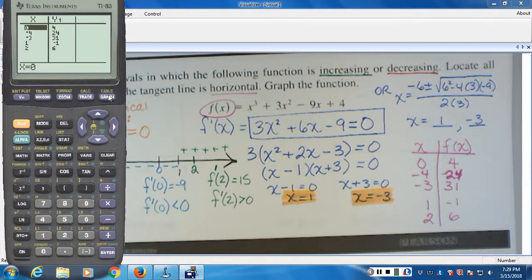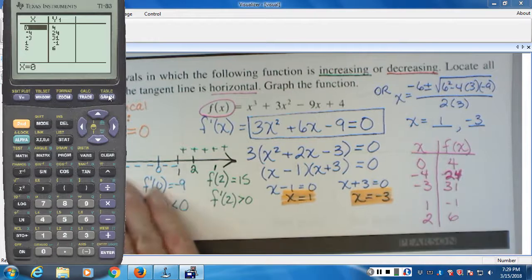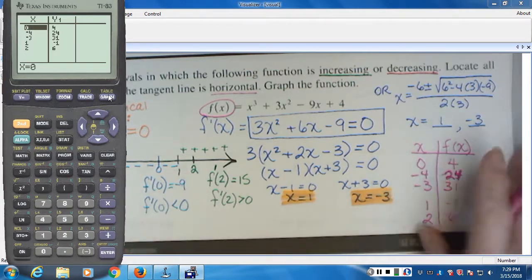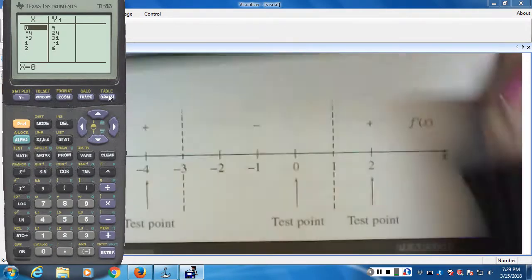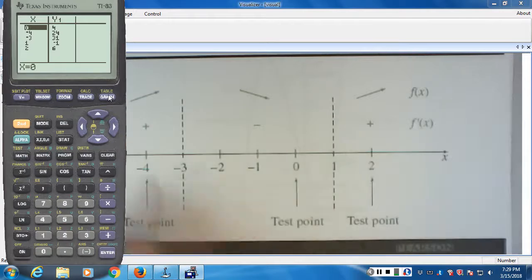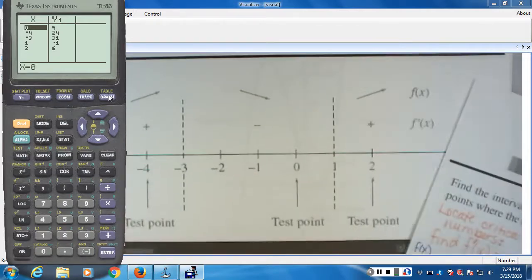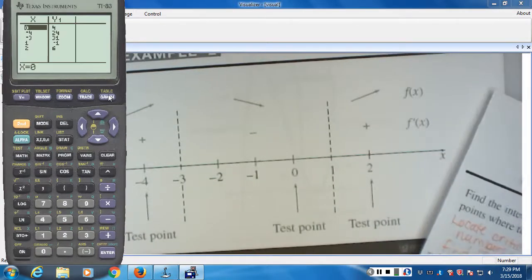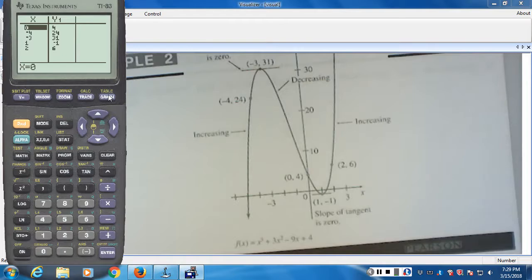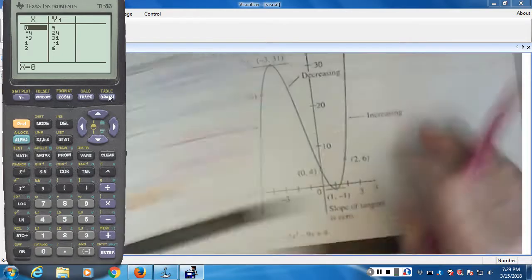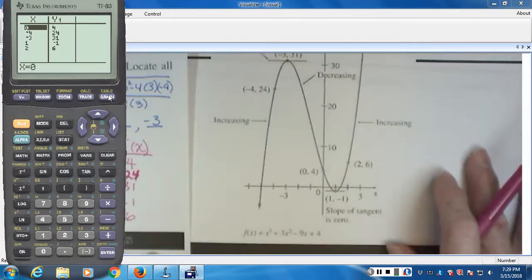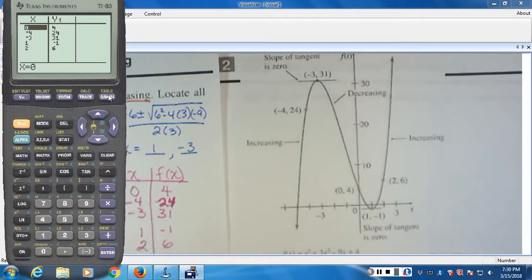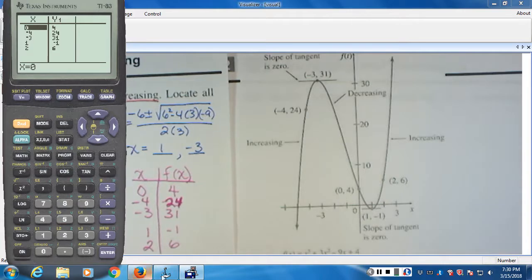Because once I know those 6, and I know what the function does, and this just illustrates what I was just showing you, I can now graph this function. Let me see if I can get the calculator out of the way and pull it all together for you.